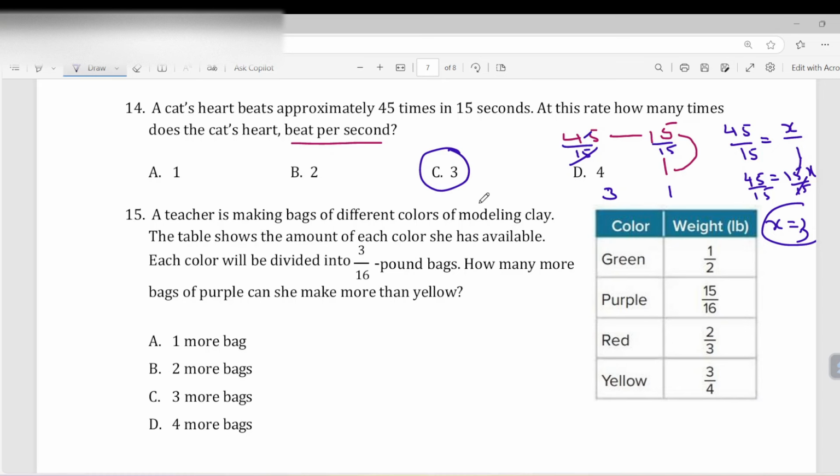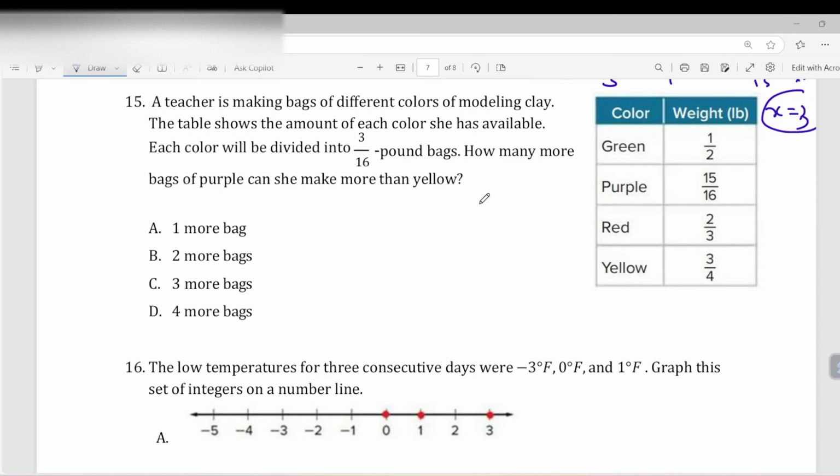Next. A teacher is making a bag of different colors of modeling clay. The table shows the amount of each color she has available. Each color will be divided into 3/16 pound bags. How many more bags of purple can she make than yellow?